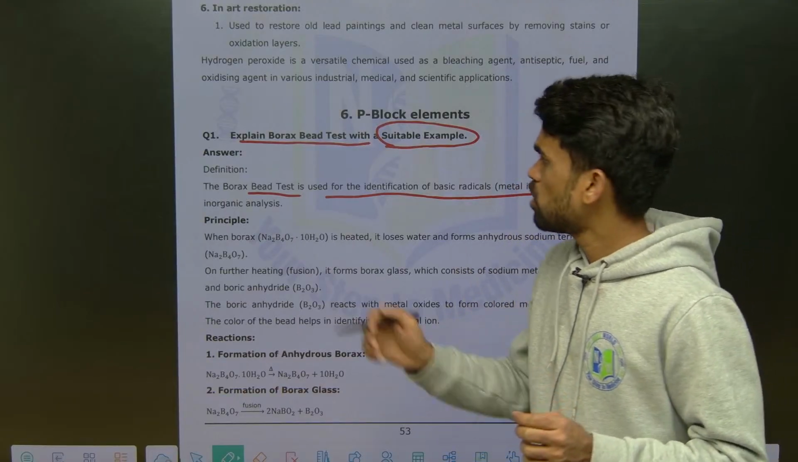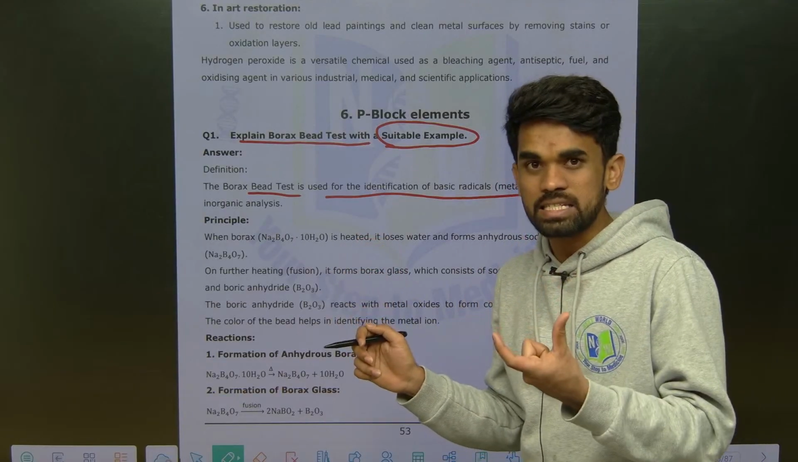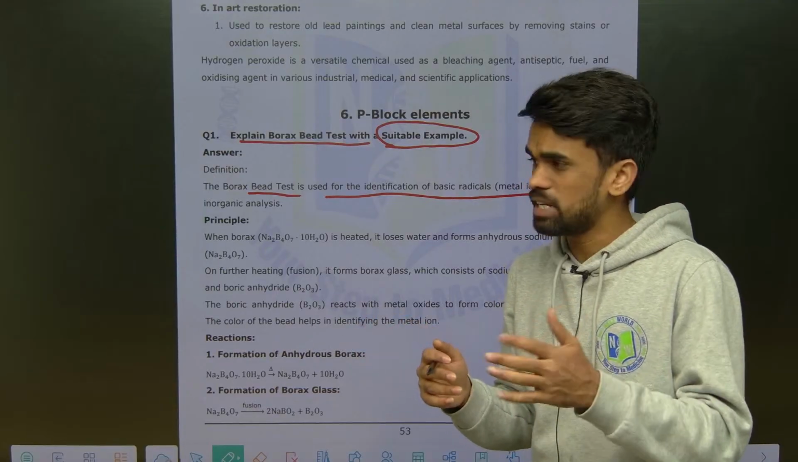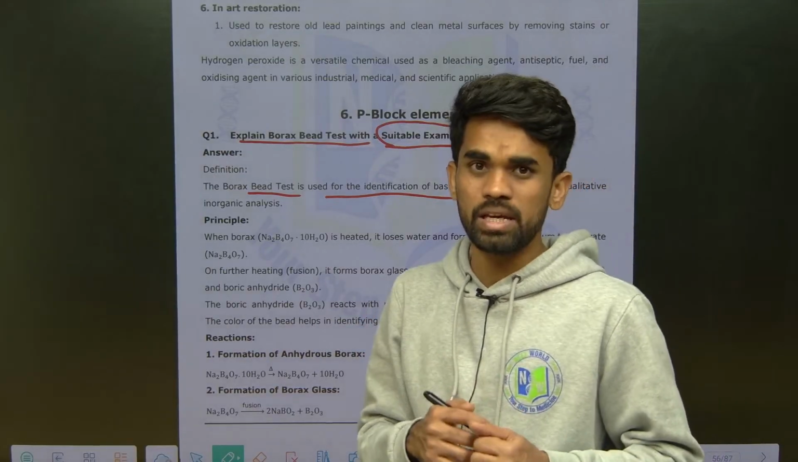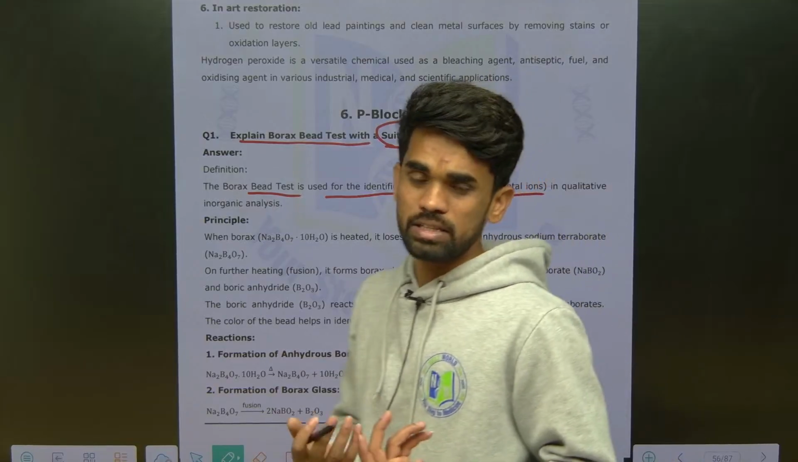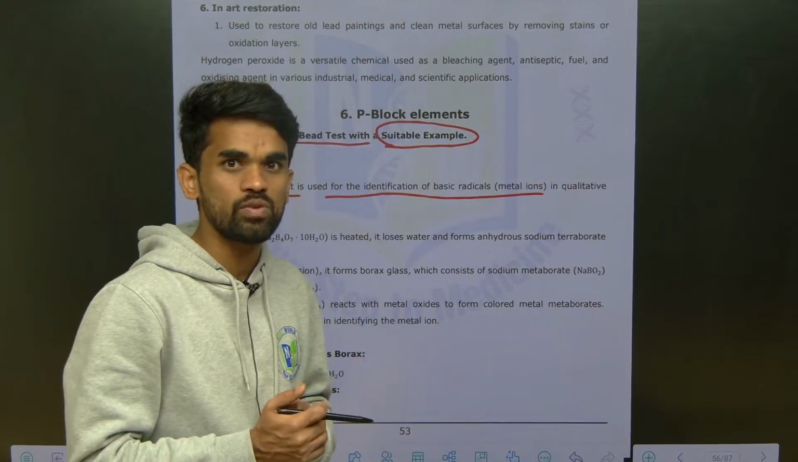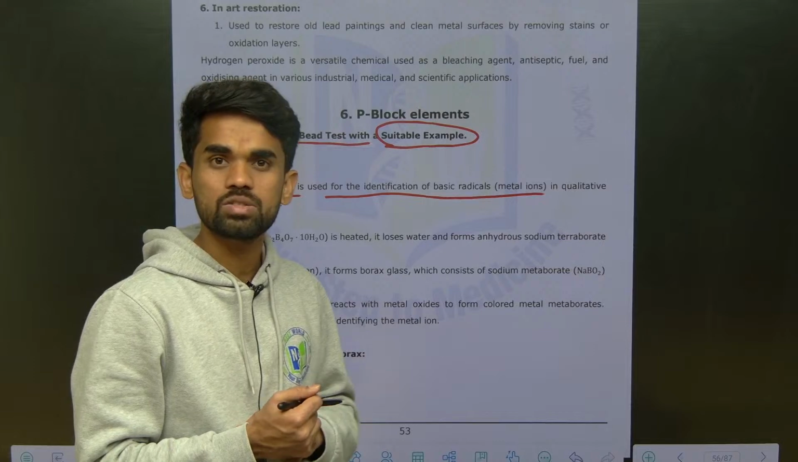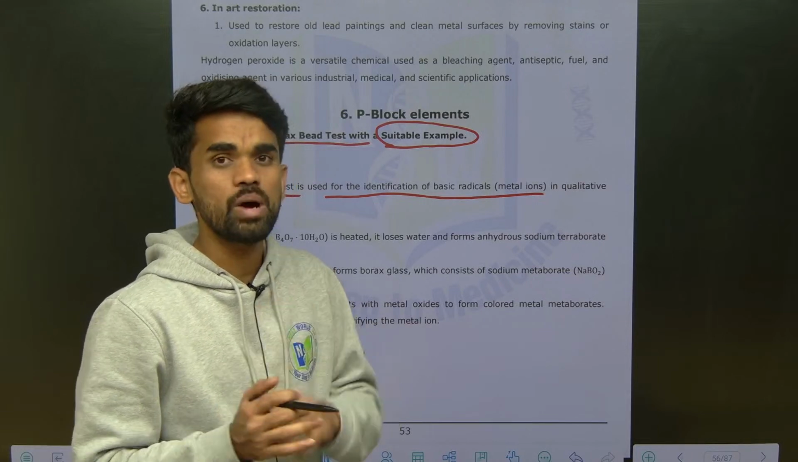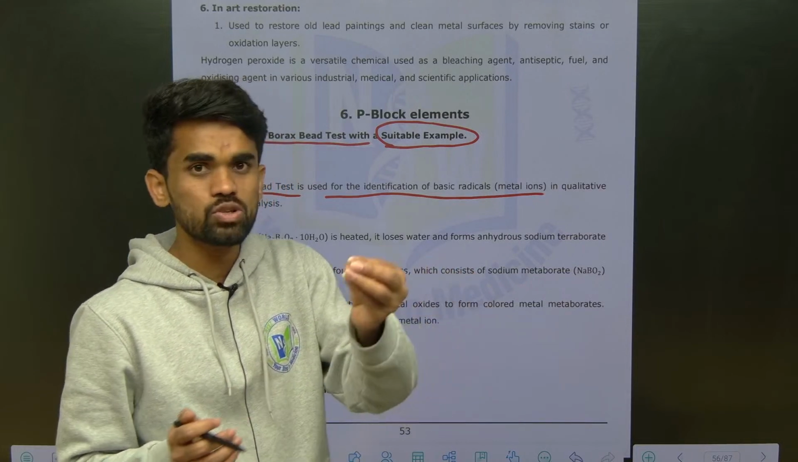What do we mean by basic radicals and acidic radicals? We are doing salt analysis in class 12th, and next year you are going to do salt analysis. It means they will give some unknown salt. In the practicals you will be doing, you will have 30 marks for chemistry practical right now. For that, they will be giving you some salt.